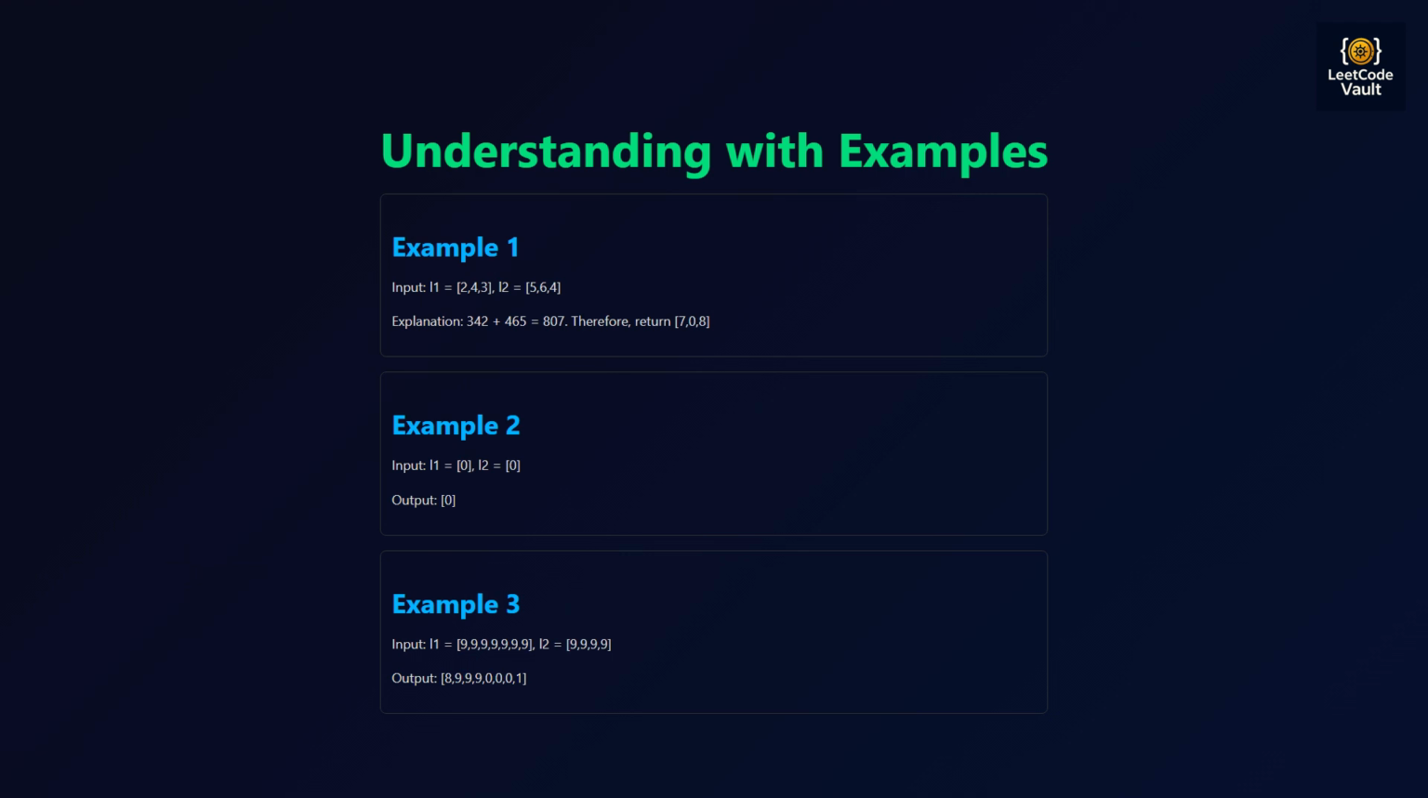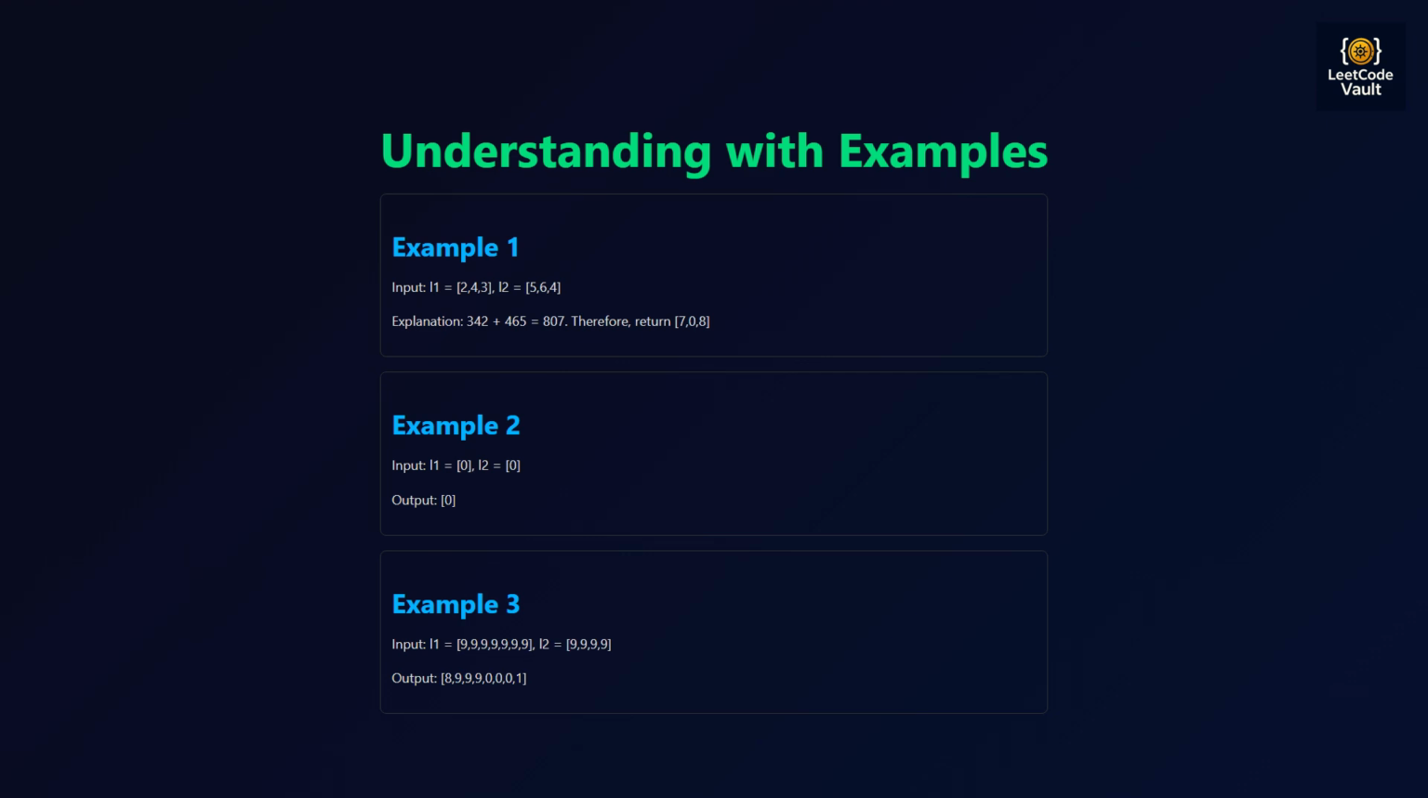Then 4 plus 6 is 10. We write down 0 and carry over 1. Finally, 3 plus 4 plus 1, the carry, is 8. So our resulting list is 8, 0, 7, representing 807.